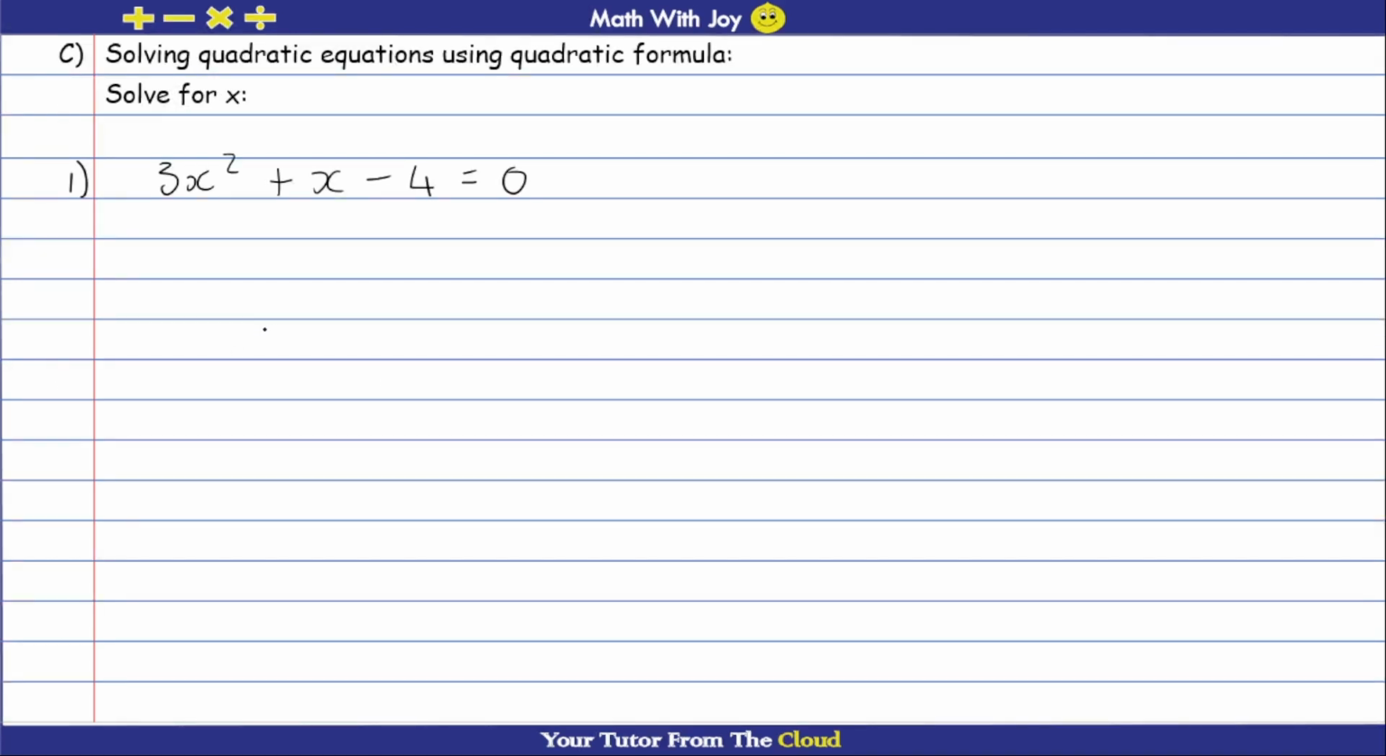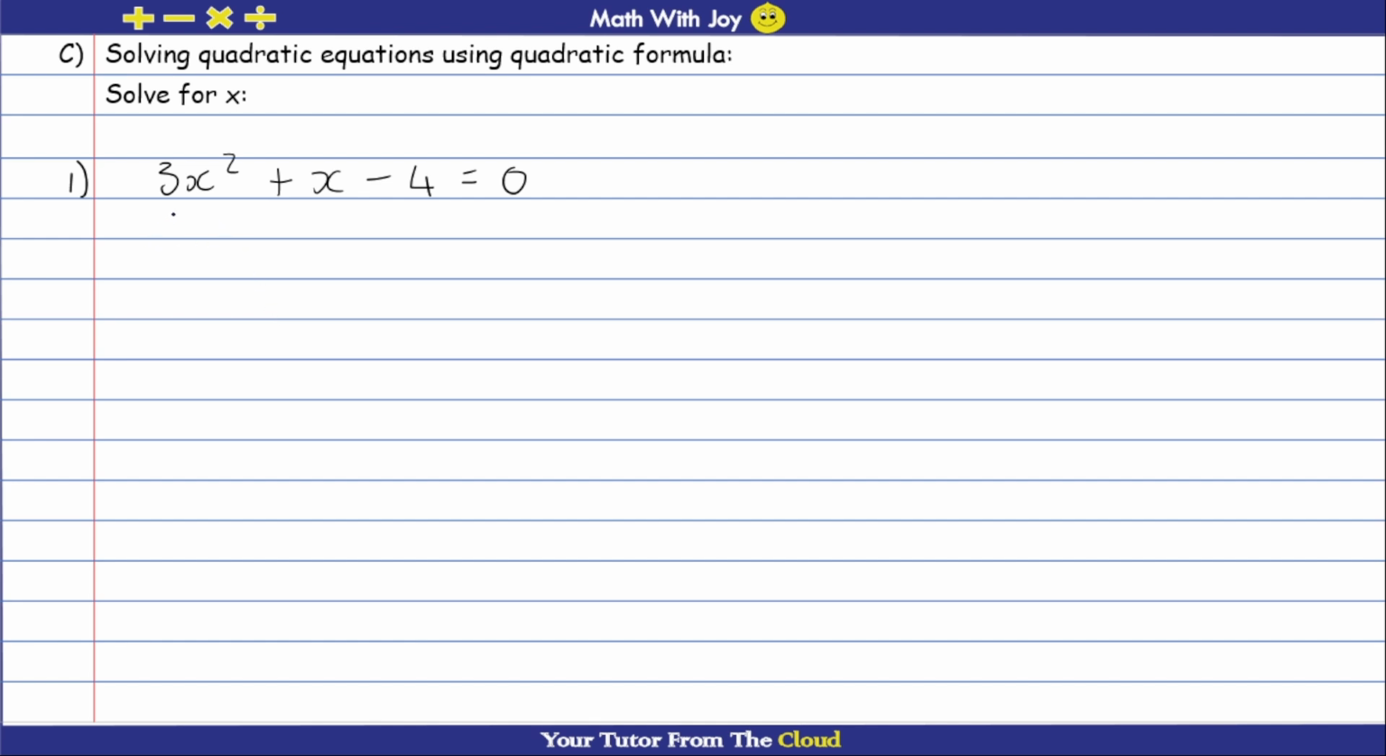Let's now solve quadratic equations using the quadratic formula. Now, the reason you would use the quadratic formula is because your sum cannot be factorized. I do advise that if your quadratic equation can be factorized, just factorize and finalize your answer. But if you cannot factorize, then that's where you use the quadratic formula.